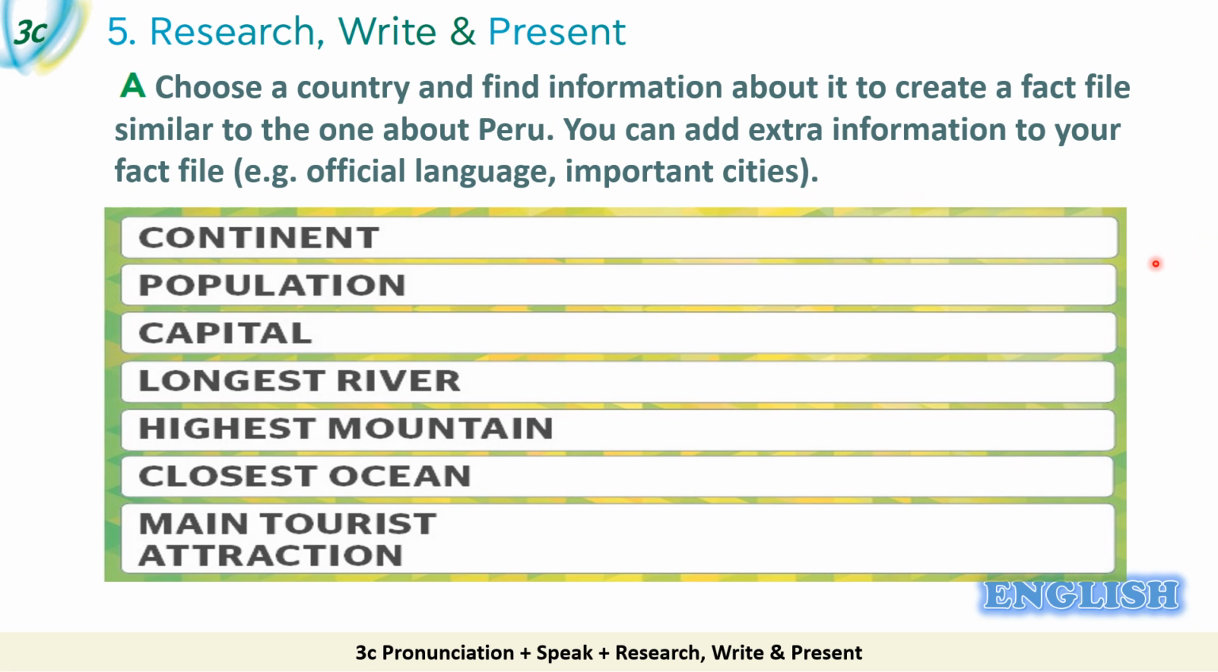Now, let's talk about Qatar. Where is Qatar? In which continent? That's perfect. It's in Asia. Now, how about the population? We already mentioned this information before. It's 2,795,484. The capital, it's also Doha. Longest river, well, we don't have rivers in Qatar. No rivers. How about the highest mountain?